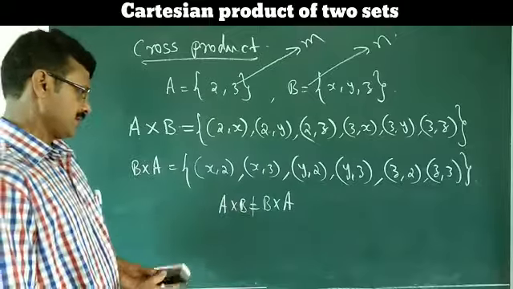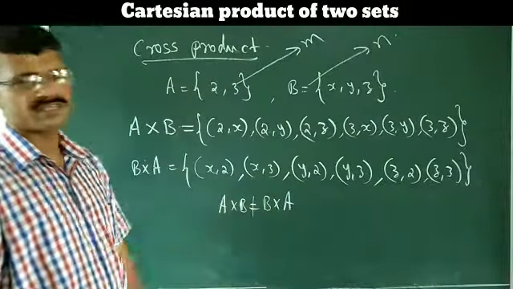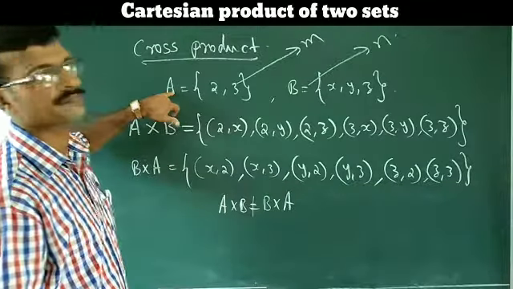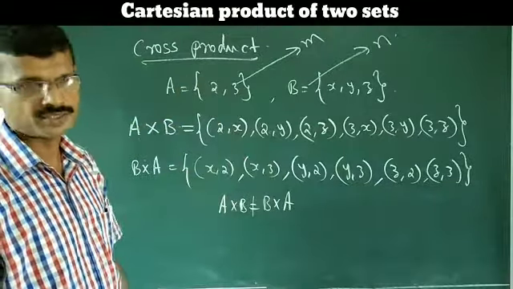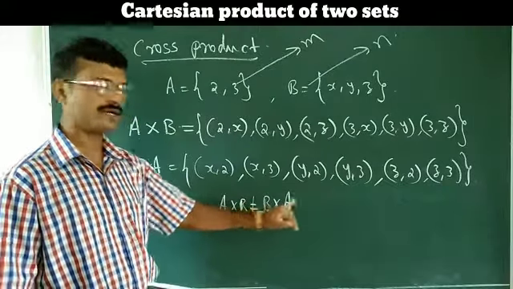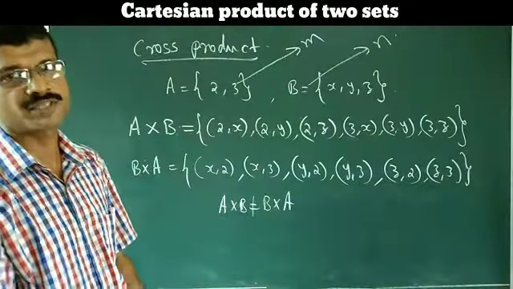Okay, but there will be some restrictions. Suppose the cross product, if you want, you can say cross product from A to A also. In that case, we will get A cross A is equal to A cross A. Even if we interchange also, it will be same thing.